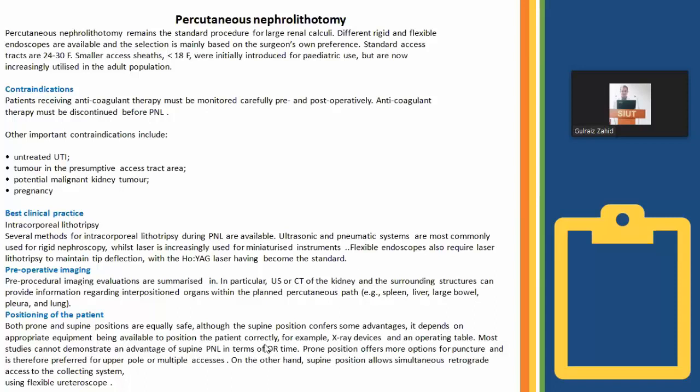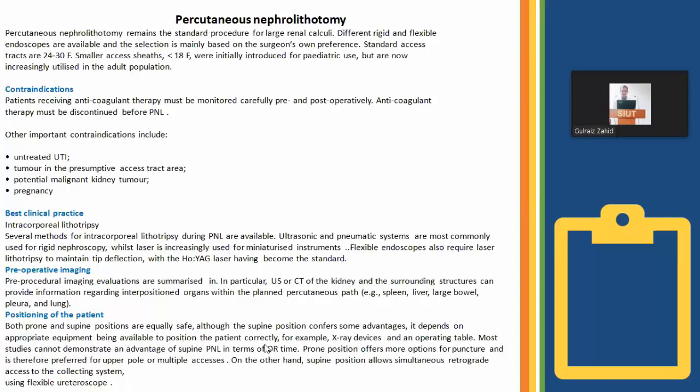Contraindications: patients receiving anticoagulant therapy must be monitored carefully pre and post-operatively. Anticoagulant therapy must be discontinued before PNL. Other important contraindications include untreated UTI, tumor in the presumptive access tract area, potential malignant kidney tumor, and pregnancy.